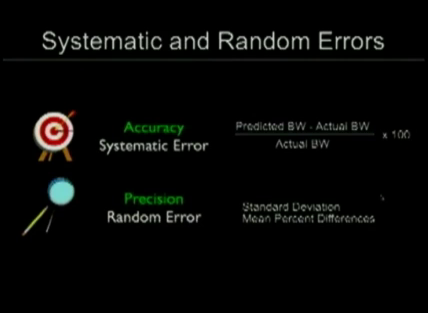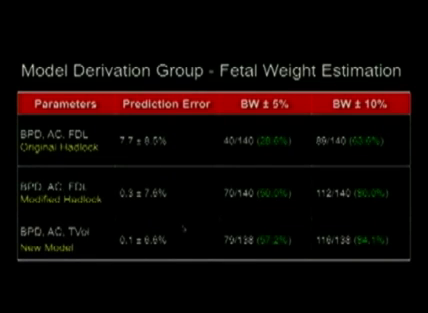So we looked at systematic and random errors, systematic error or accuracy being defined as predicted birth weight minus actual birth weight over actual birth weight times 100, and the standard deviation of the mean percent differences representing the precision or random error of these estimations. And just to briefly summarize, if you take the original Hadlock model using BPD, AC and femur length and compare it to the modified Hadlock, you can see that you can improve the random error from 8.5% to 7.6%. In our population in Michigan, using the Houston equation, we had a 7% overestimation on the average. That went down to 0.3.